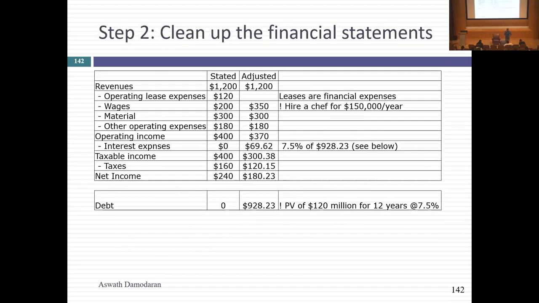Second stop, I had to clean up the income statement. Cleaning up here basically meant paying for a chef who's actually going to cook, $150,000, that pushes up my expenses, and I capitalize leases because that's the right thing to do. Now, starting in 2019, accountants have done this with public companies, but in many private companies, people still can expense operating leases, so I'm capitalizing and treating it as debt. So there's my restated operating income. My operating income is $370 million instead of $400 million. So I've got a discount rate, I've got my earnings.